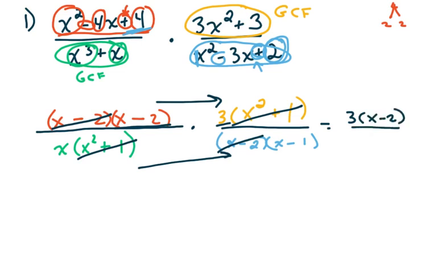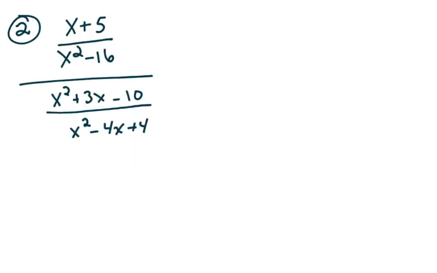And then with the denominator, x times x minus 1. And that's your answer. Okay, now let's try this example. This example deals with division.